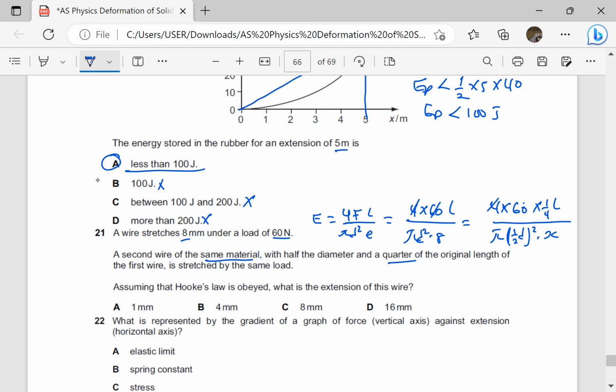So 4 cancels, 60 cancels, L cancels, pi cancels. So I remain with 1 over d squared times 8 being equal to a quarter. The 4 goes up, down. So it will be 1 over 4 d squared times x. So the a quarter has also cancelled. So d squared has also cancelled. It means we have that 1 over 8 is equal to 1 over x. So it means x is still 8 millimeters.